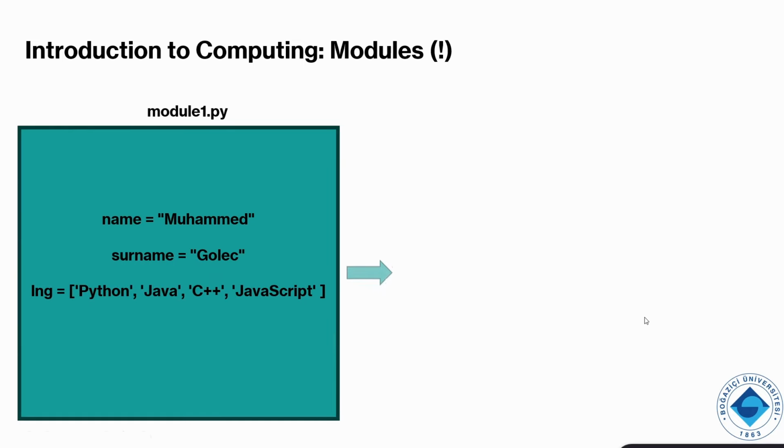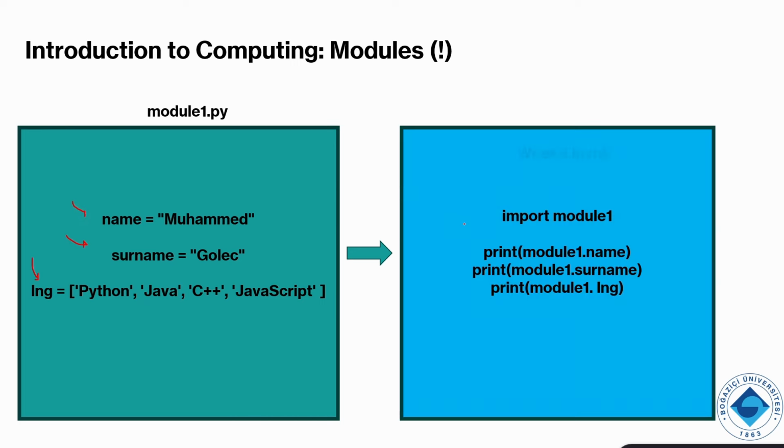Okay, here I create a module with two variables, name and surname, and one list. Then I'm gonna call this module inside of my Python file. To be able to do it, I should use import and my module name without extension. So be careful, I don't put .py here, right? Instead, I just put the name of my module, module1, that's all.